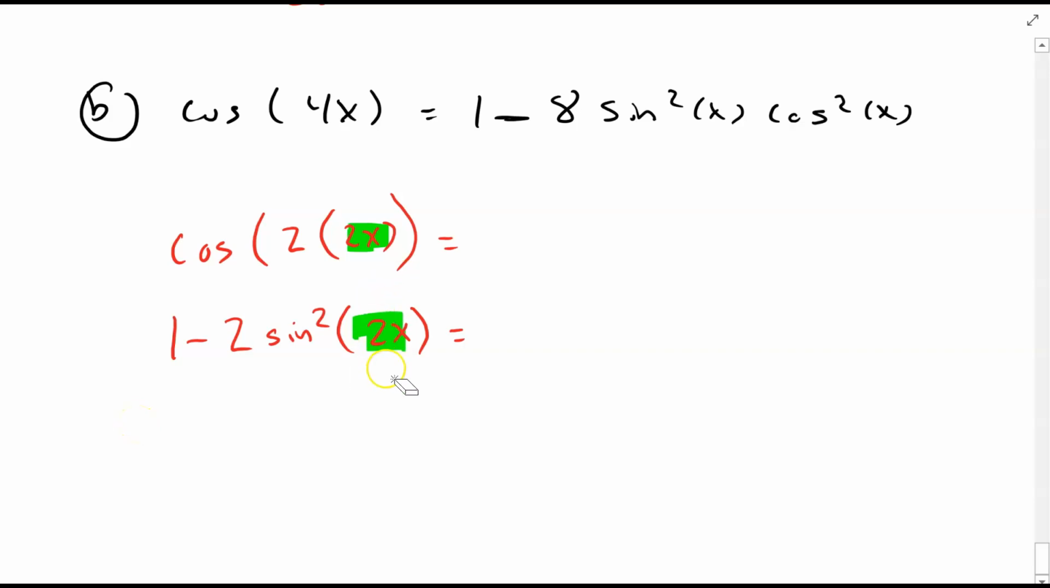Well, I see another double angle to do, right? Don't you guys? So let's do that. The double angle identity for sine is 2 sine x times cosine x. And because we had sine squared 2x, we have that double angle identity squared.